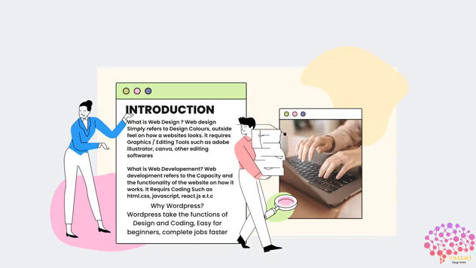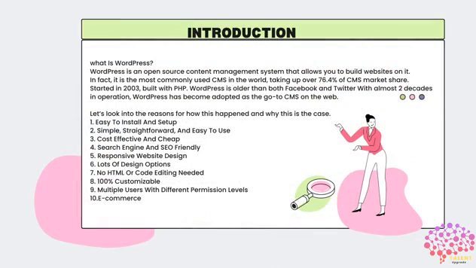So that's why we are going for WordPress. So now let's look at what WordPress itself is. WordPress is an open source content management system that allows you to build websites on it. So it's a CMS. When we say CMS, it means content management system.